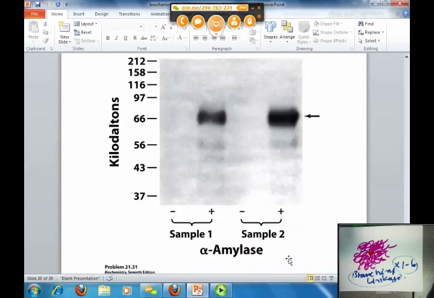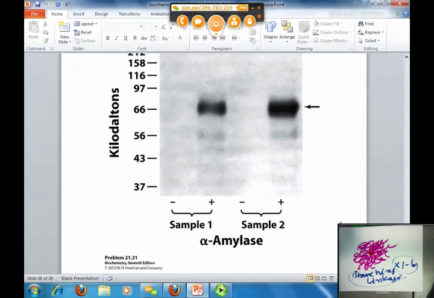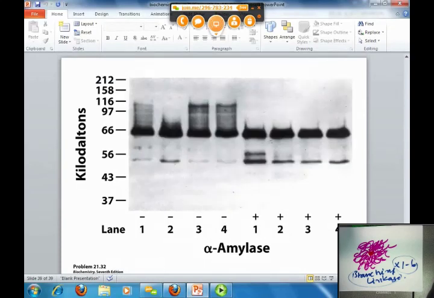And this is the kilodalton scale, with alpha amylase sample 1 and then sample 2 here, using polyacrylamide gel electrophoresis to determine the presence of the alpha amylase reaction in the samples. Alpha amylase 1, 2, 3, 4, at kilodalton 66, you can see that one here.